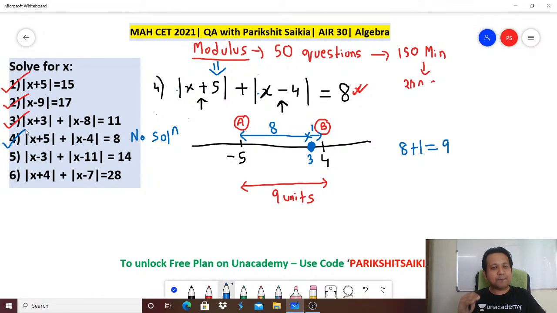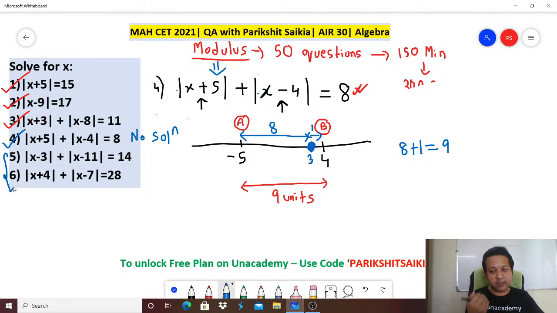So please practice this. I'm going to do it again tomorrow with some more examples so that it becomes crystal clear. More questions we will do. Don't worry. Up till now I have solved 4 questions. Remember, in Maharashtra CET the questions are easy. It is just the speed. Modulus questions are very frequent in Maharashtra CET.